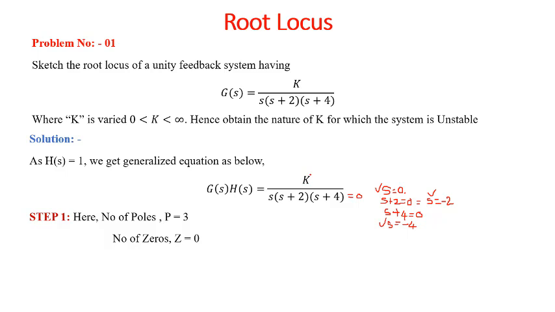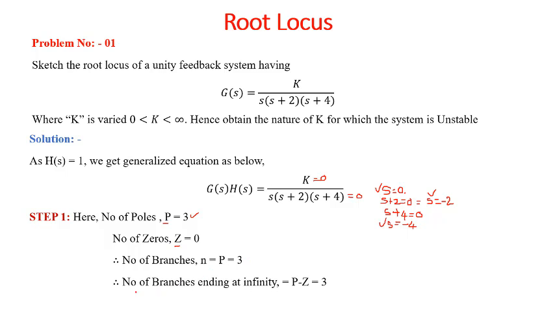In the numerator we don't have any s term, so the number of zeros is 0. Poles are denoted by P and equal to 3. Zeros are denoted as Z equal to 0. Next, the number of branches is equal to N, whichever of these is highest. So N is equal to P here, because P is equal to 3. Hence the number of branches is equal to 3.